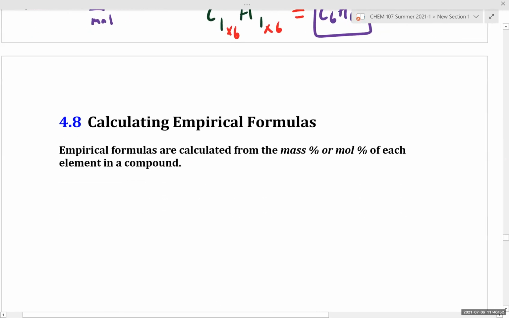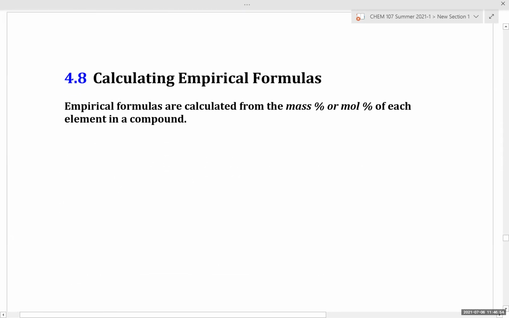Okay, we've seen how we can take the molar mass and the empirical formula and use those two values to calculate the molecular formula. Now we're going to talk a little bit about how we can directly calculate the empirical formula given the mass percentage or mole percentage of each element in a compound. Okay, so let's take a look.